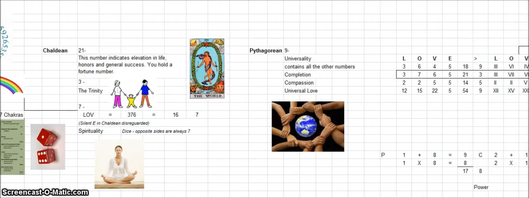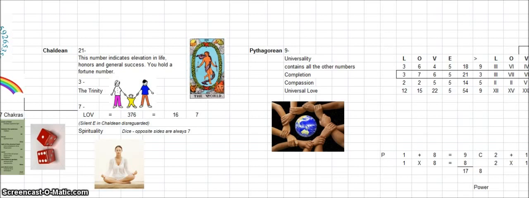Now in Pythagorean, I use Pythagorean in my readings, just with a mixture of the other philosophies, but this is the one that is considered the completion number in the Pythagorean system. It contains all of the vibrations of previous numbers that came. So 9 is 1, 9 is 2, 9 is 3, 9 is 4, 9 is 5, 9 is 6, 9 is 7, 9 is 8, and 9, of course, is 9.